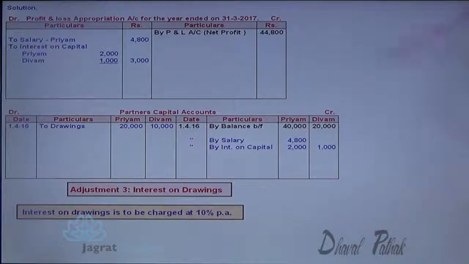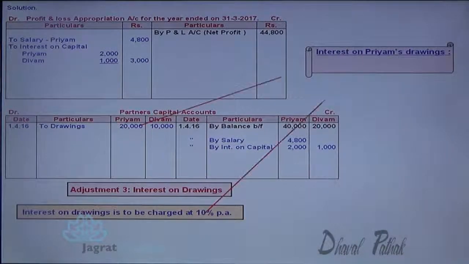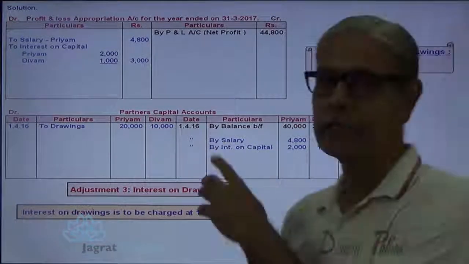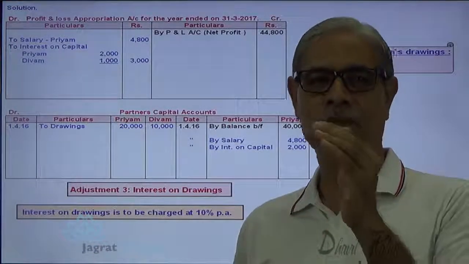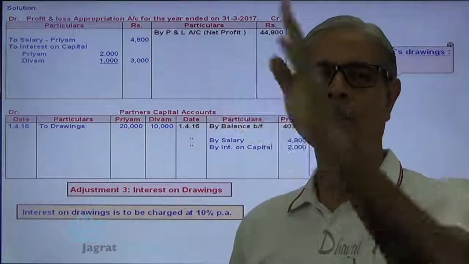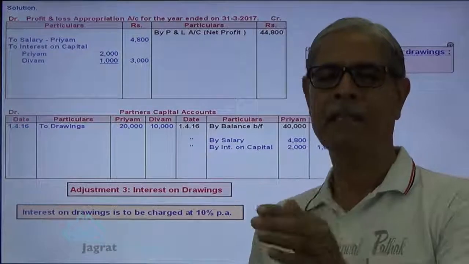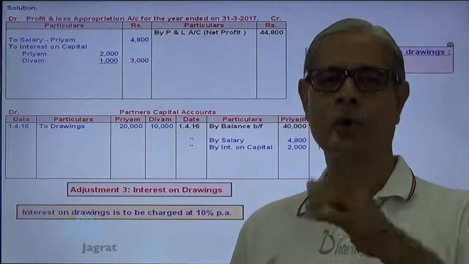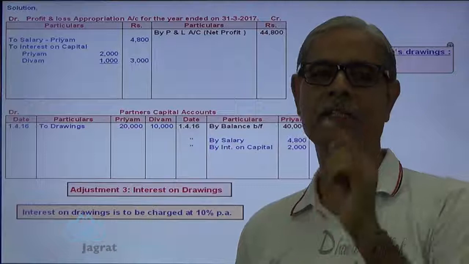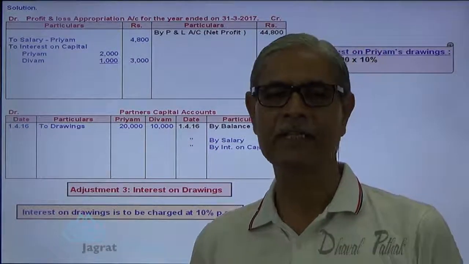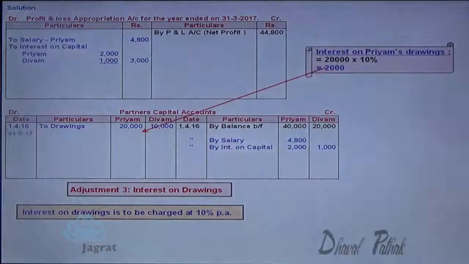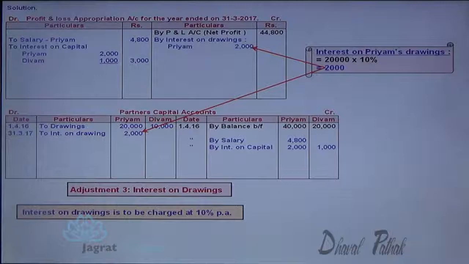So 20,000 into 10% is the interest on drawing for Priam, 2,000. Interest on drawing is to be collected from the partners. See, funds are withdrawn by the partner. Partner is the receiver of funds on which partner pays interest. It is an income of the firm. So profit and loss appropriation account gets credited for interest on drawings. So 2,000 Priam's capital account debit, profit and loss appropriation account credit.